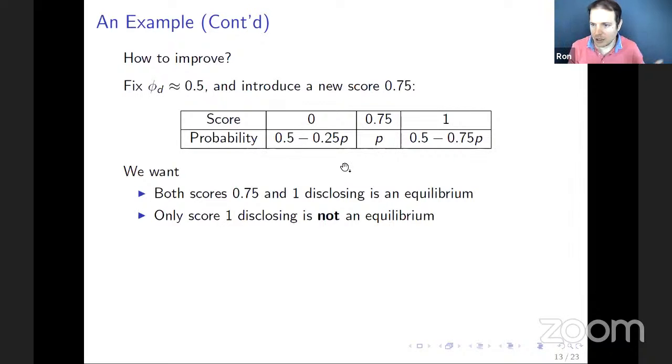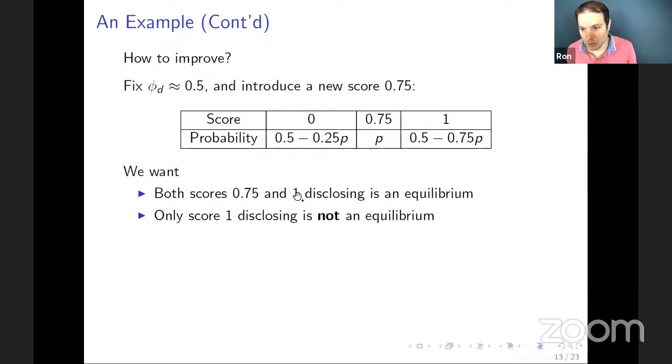We're going to pool a little bit from 0 and from 1, and that's going to allow us to include some value 0 as scores that the agent will disclose. Is that clear? So we want this to be an equilibrium for the agent to disclose a score of 3/4 and a score of 1. But we want to do it carefully so as not to generate equilibria that are bad.